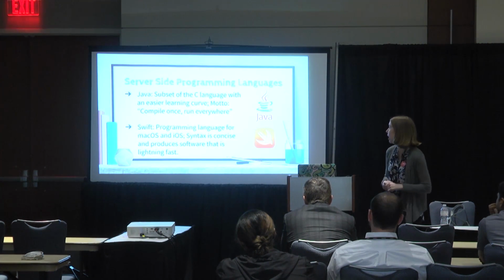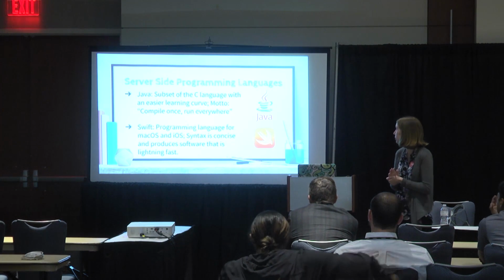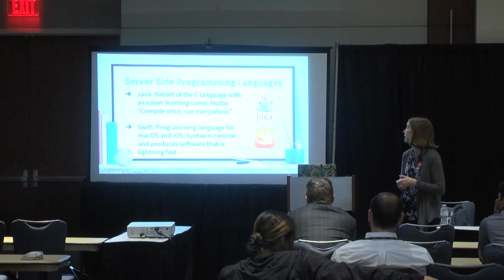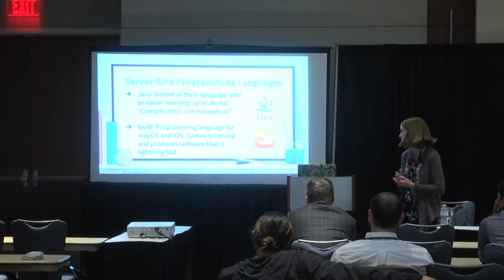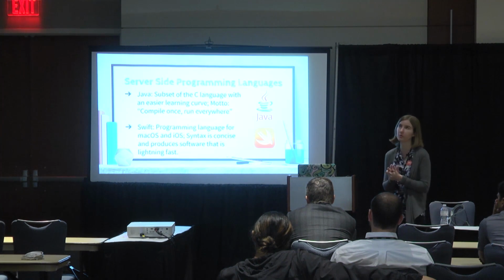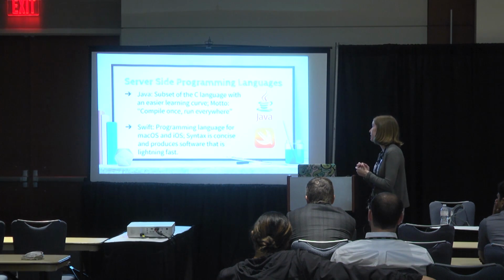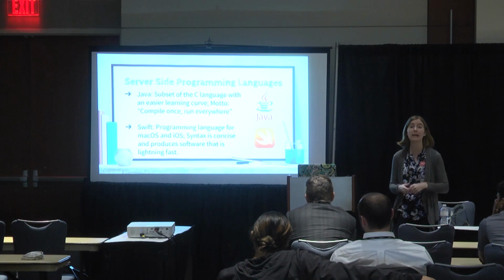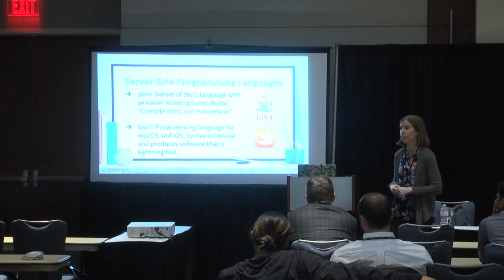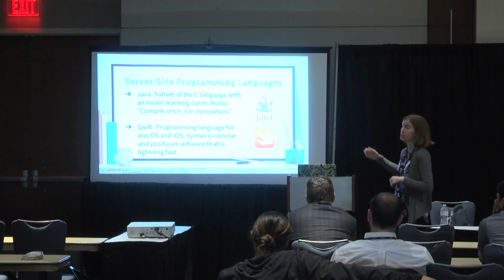Java. Java is a subset of the C language, and its motto is compile once, run everywhere, so that you're not having to constantly refresh the page. Swift, it works for Mac OS and iOS. It's very concise, and it produces software that is lightning fast. So when you think about the iPhone, they use Swift to make that.